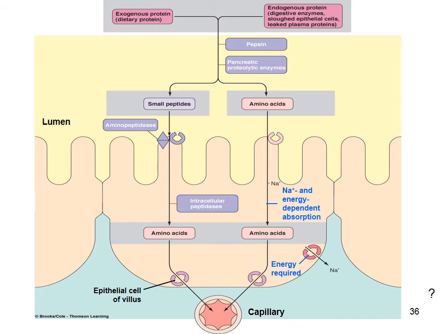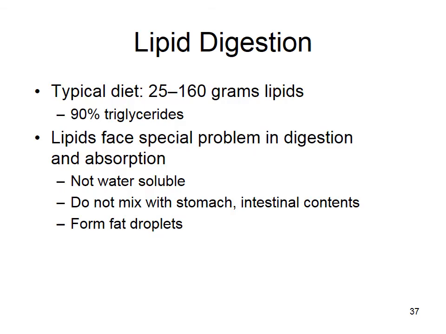Those di and tripeptides, once they're inside the enterocyte, they're going to be broken down by intracellular peptidases into amino acids. The amino acids are just going to be amino acids, and no matter where they came from, amino acids cross the basolateral membrane by facilitated diffusion. Once across the basolateral membrane, they're going to enter those capillary beds, and they're going to be whisked away to the liver. Okay. Any questions about protein digestion?